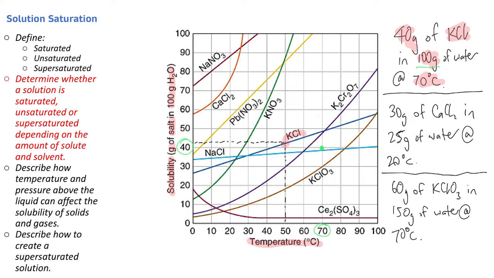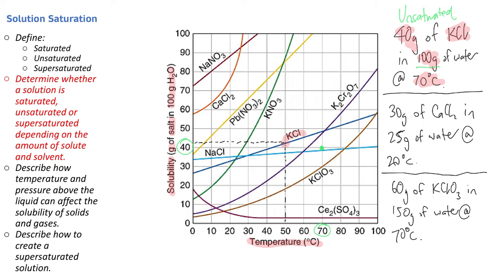Okay, so we look at that position of that green dot. That's the question, saying it's this much here in this much water at this much temperature, right? And we look at its position relative to the maximum amount, and we see that it's lower than the maximum. So we would say that this solution here is unsaturated.